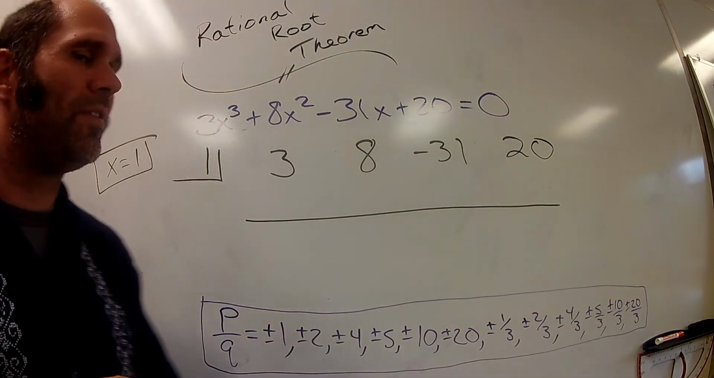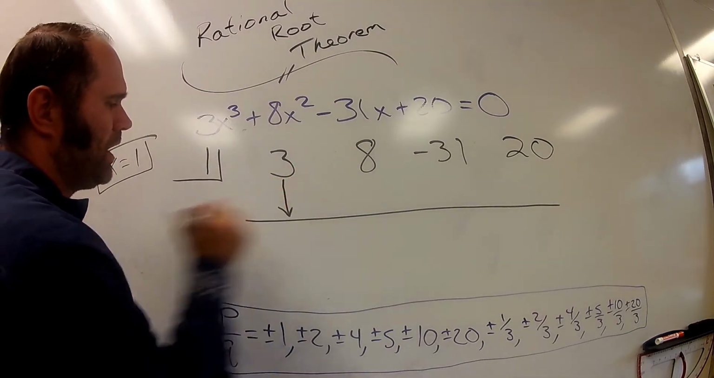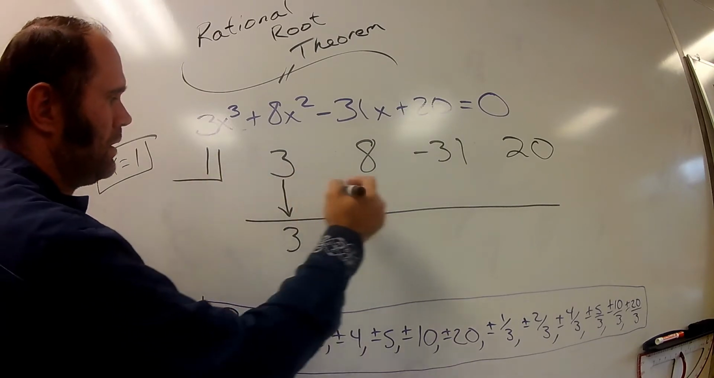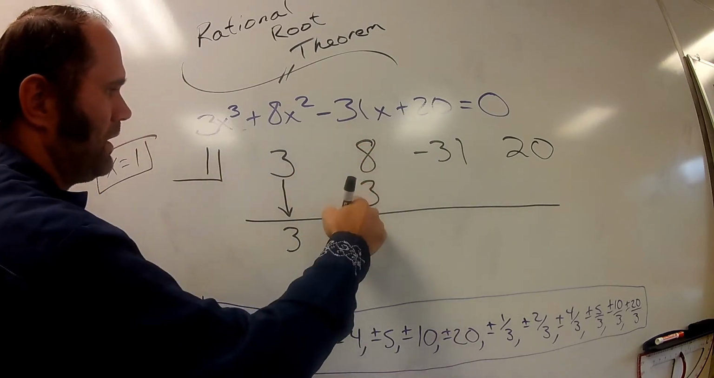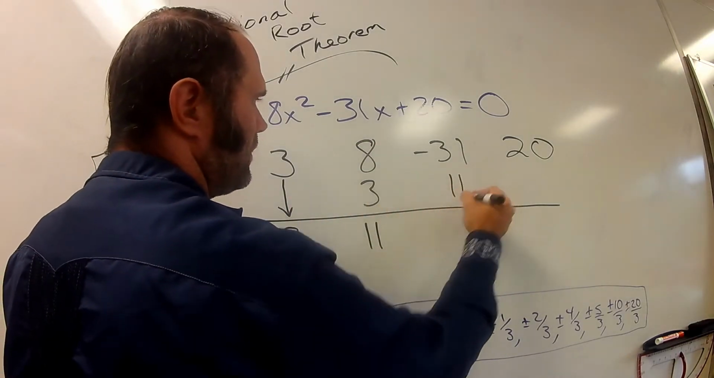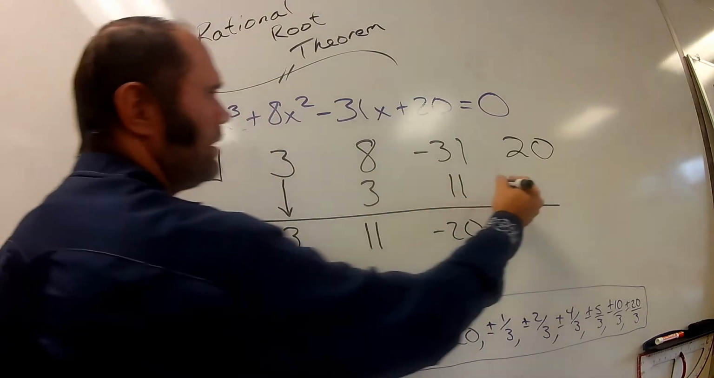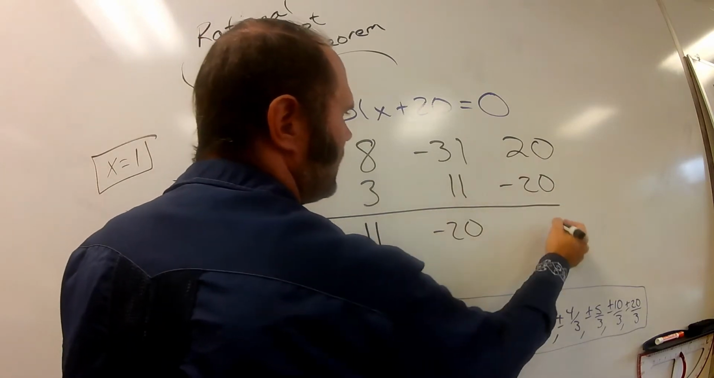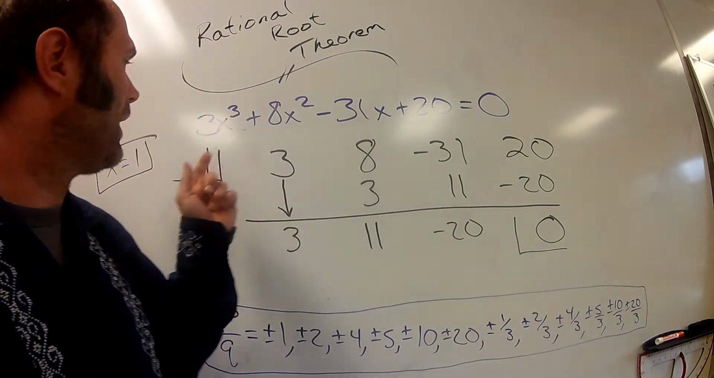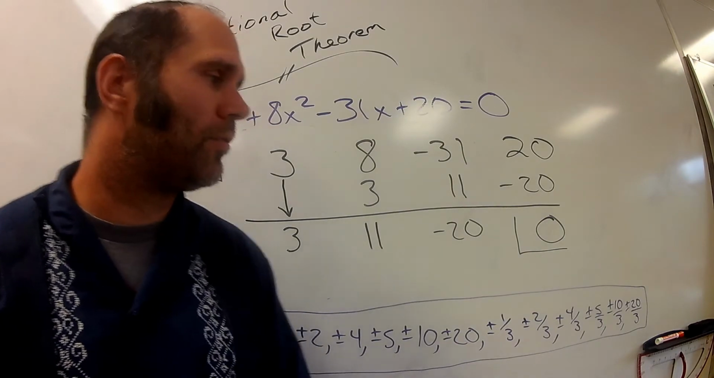In this synthetic division, we take our first number and just bring it straight down. You don't do anything to it. Now we multiply it by 1, and we get 3. Add them together, you get 11. Multiply by 1, you get 11. Add them together, negative 20. Multiply it by 1, bring it here, add them together. If we get a 0 here, then yes, indeed, when x is 1, we get a 0. So when x is 1, y is 0.